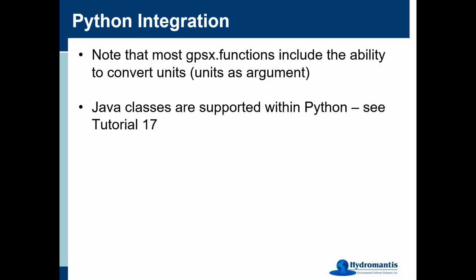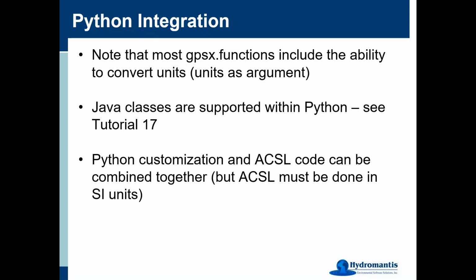Java classes are also supported within our Python implementation as well. That's a whole other separate webinar probably. But basically, check out tutorial 17. It shows you how you can use some Java graphics classes to create additional types of graphs and outputs that you might want to run interactively with GPSX. It actually helps make a clock for you, and you can see that as a demonstration. And then the Python customization is still able to be used directly alongside any existing custom Axle code that you have already made. So we're still continuing to support Axle. The only thing is, of course, Axle must be done in SI units when you're doing your calculations.